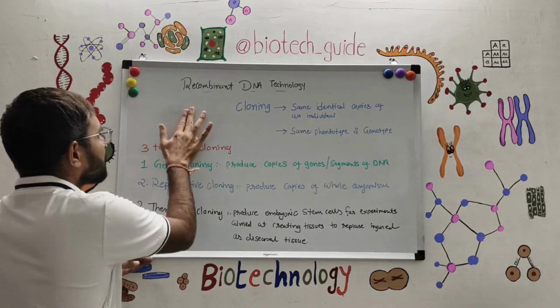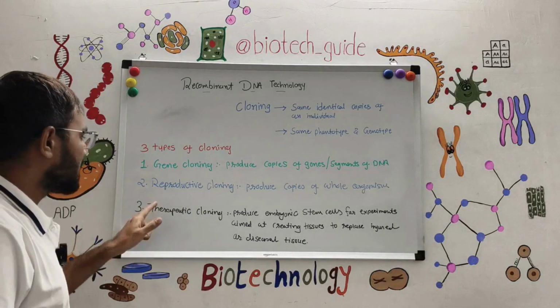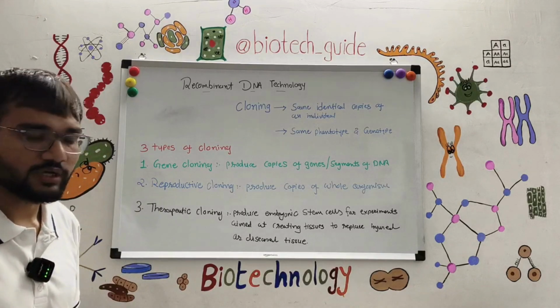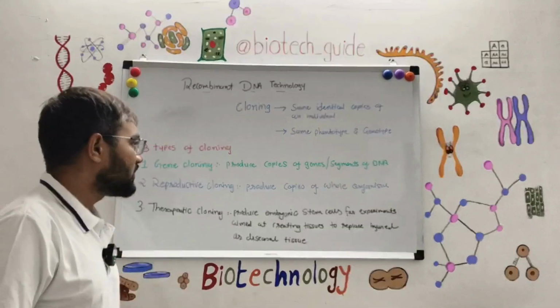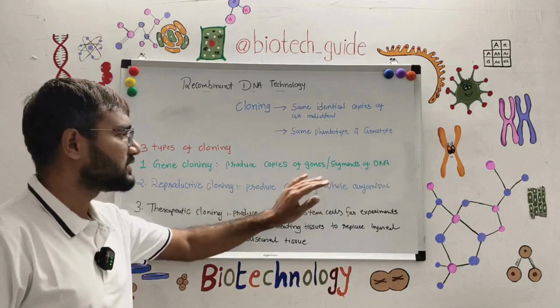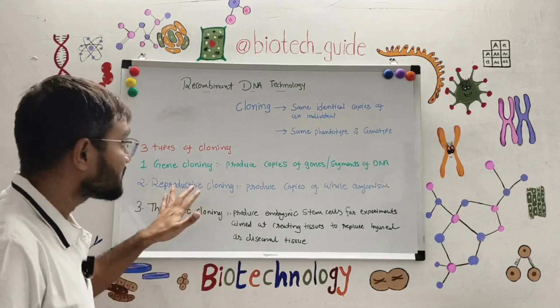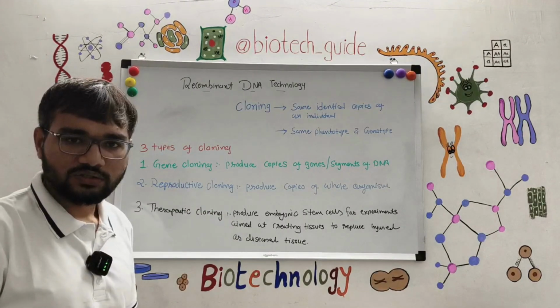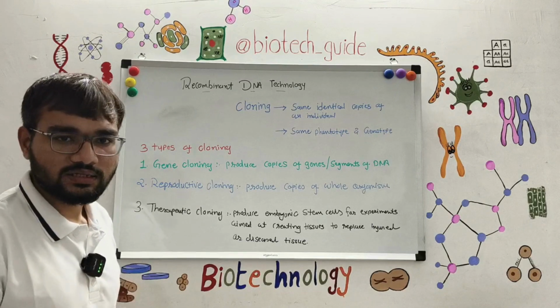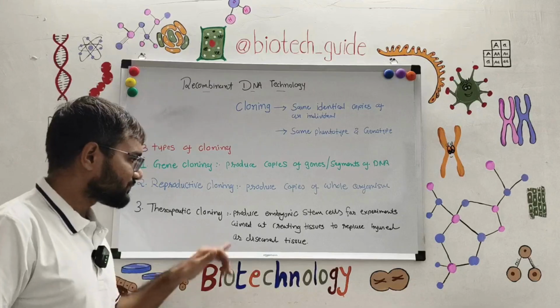Now this cloning is further classified into three types: gene cloning, reproductive cloning and therapeutic cloning. In gene cloning, as the name suggests, we are producing copies of a gene or a segment of DNA, which is recombinant DNA technology, which we are going to discuss in this video lecture. Then second, reproductive cloning.